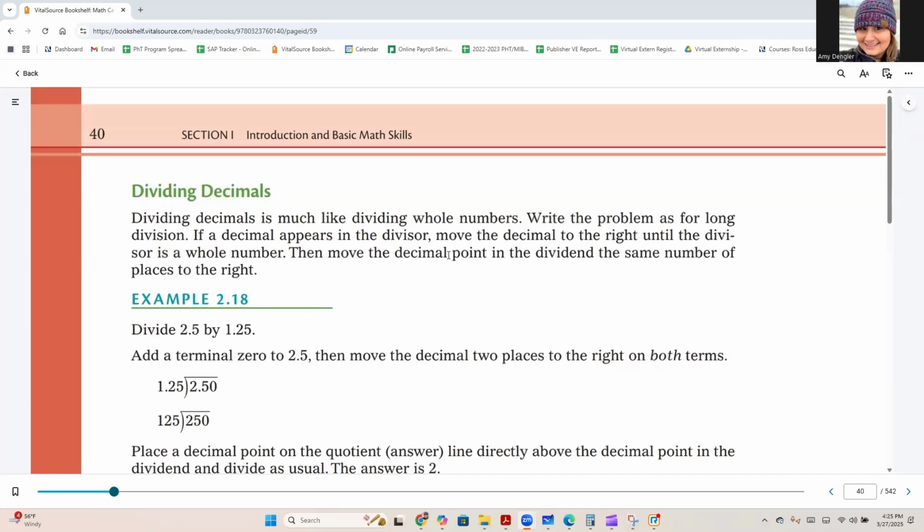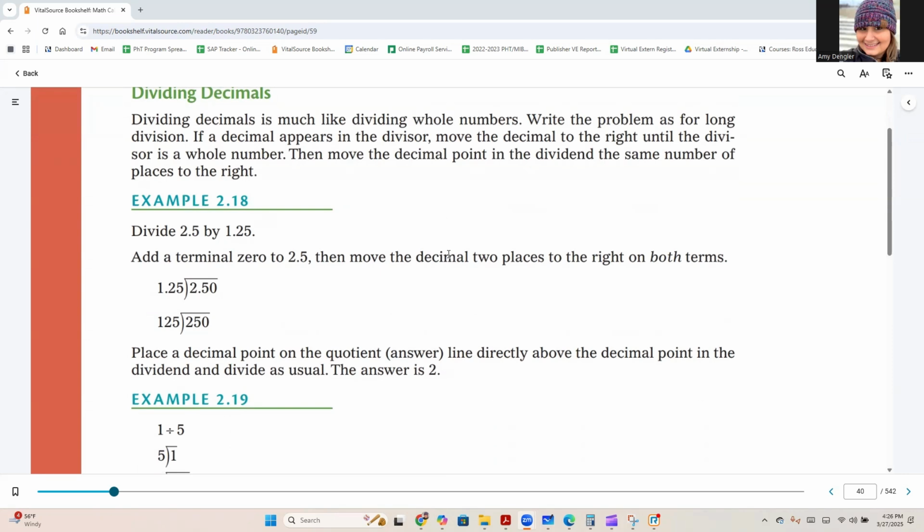Dividing decimals. Dividing decimals is much like dividing whole numbers. Write the problem as for long division. If a decimal appears in the divisor, move the decimal to the right until the divisor is a whole number. Then move the decimal point in the dividend the same number of places to the right.